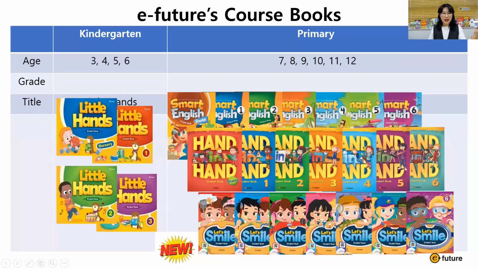So let's look at the course books. So here we have the kindergarten course book, as I said before, right? 4 books, nursery and level 1, 2, 3. And then we have primary course books. Okay.